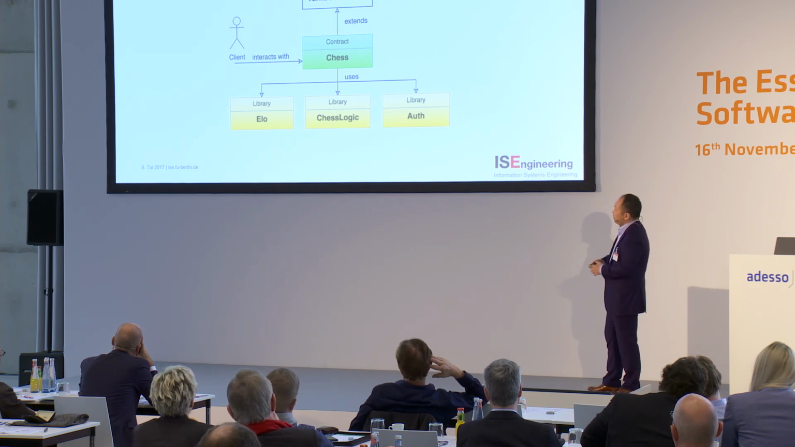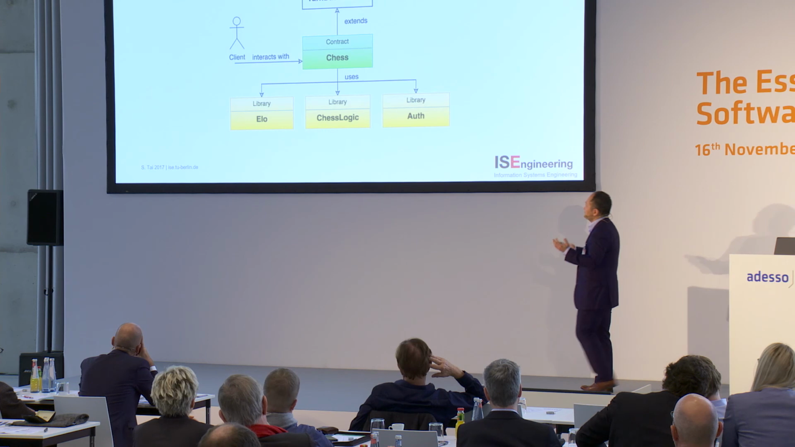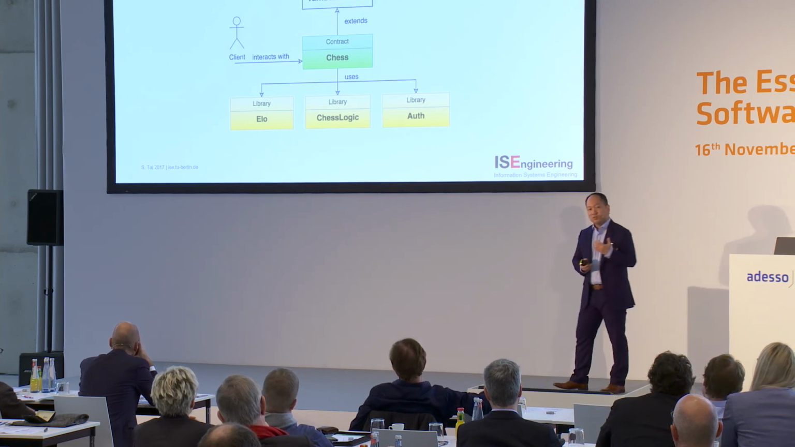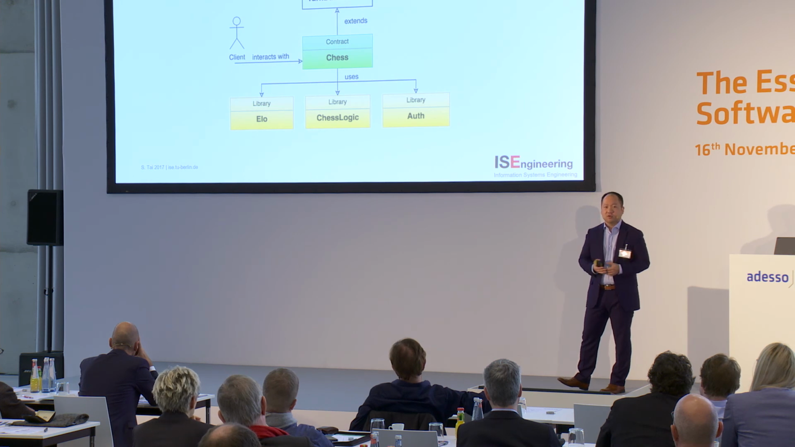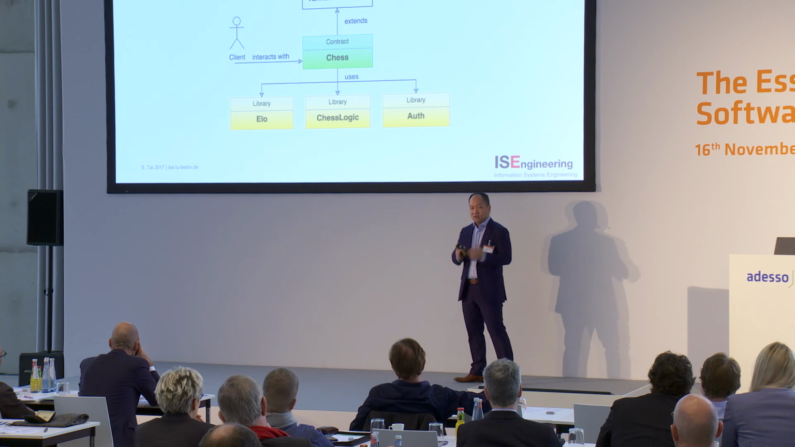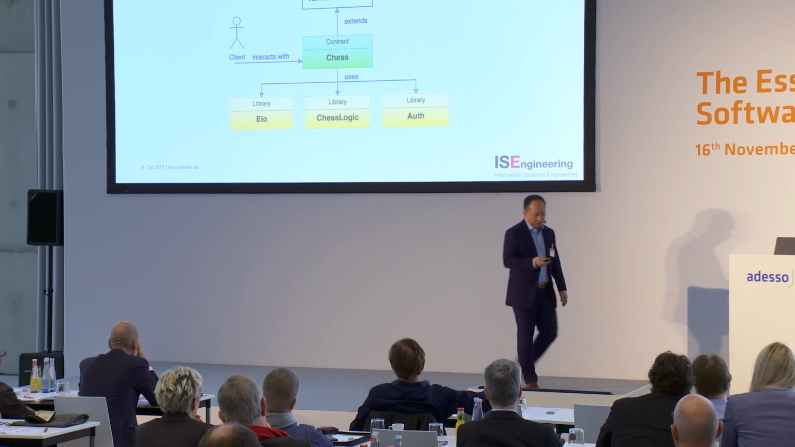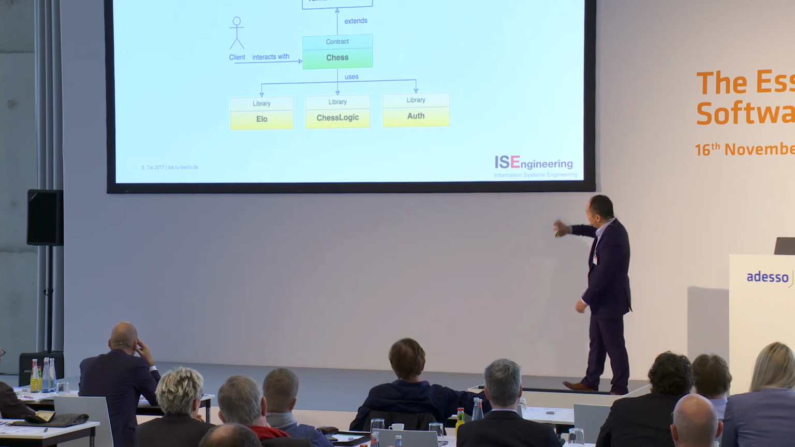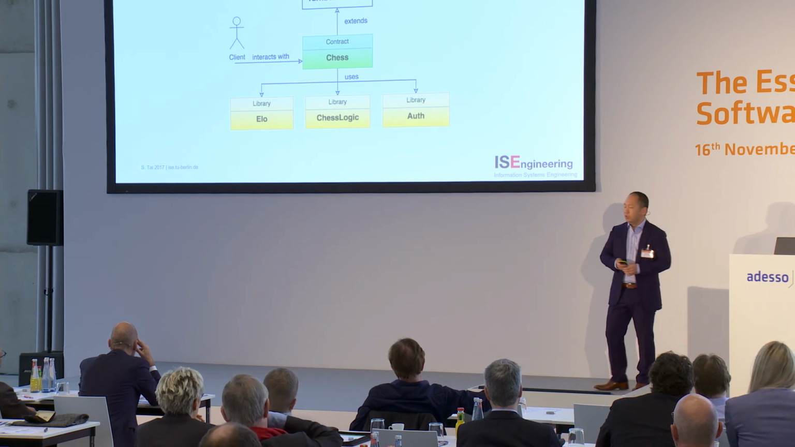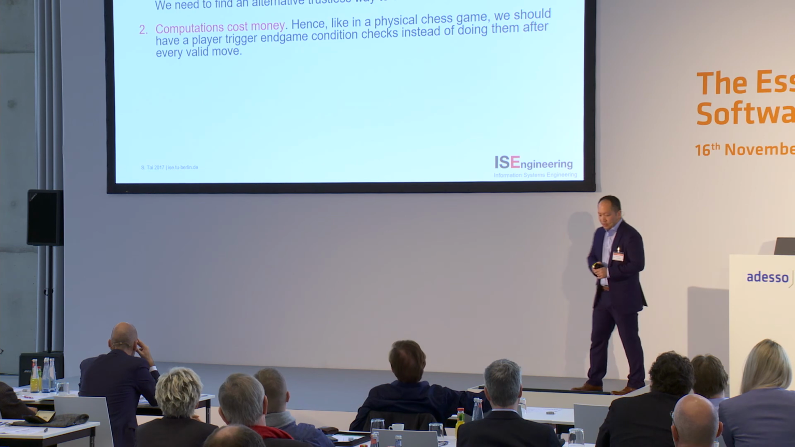So the basic model really looks like this. Chess is a specialization of a turn-based game, and it's being modeled as a contract, as a smart contract. So this is the behavior that every peer can execute, and a client would execute with the contract for chess, and the specific chess logic and authorization, other aspects can be put into libraries.